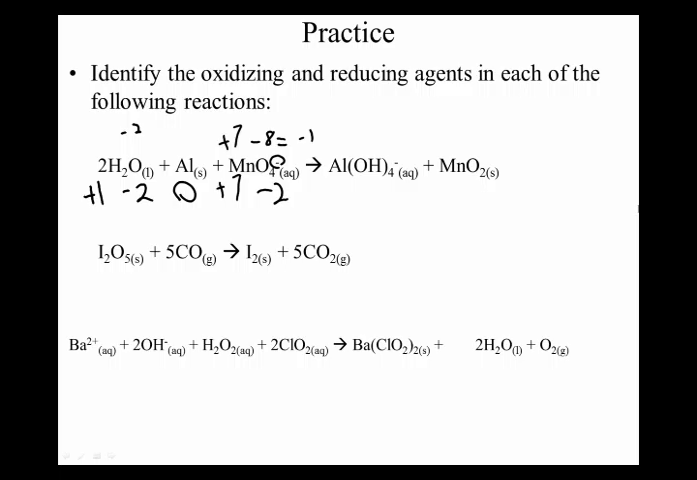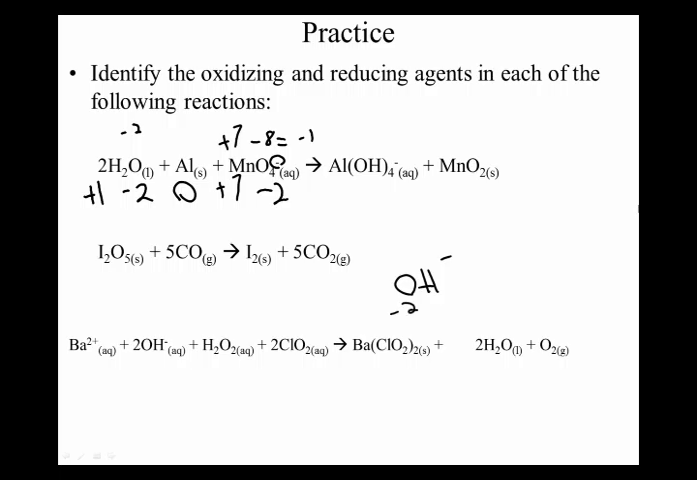Over here, now, this is kind of interesting. So we have aluminum hydroxide. You can approach this a couple of different ways. You can recognize that this is hydroxide, OH-, and just balance the hydroxide by itself and say, okay, well, this is going to be -2.